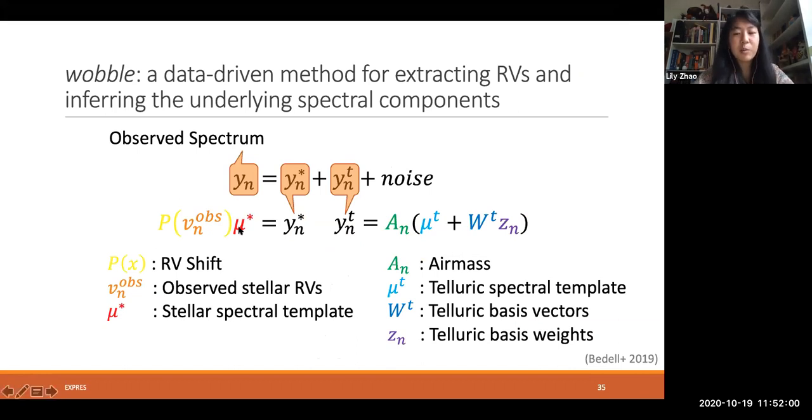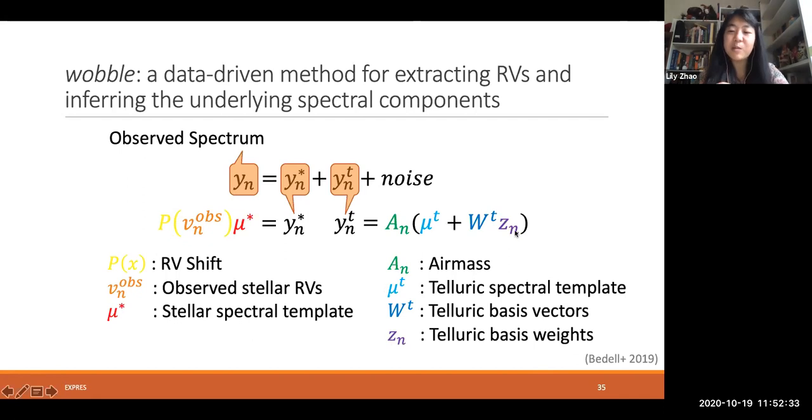The framework of this model is that you have your observed spectrum, y sub n, and your observed spectrum is made out of a stellar component and a telluric component, plus some noise from your instrument. The stellar component is just one stellar spectrum, what the star is telling you, shifted by some RV shifts, indicated here by the p of v sub n obs. The telluric component, on the other hand, is a separate telluric spectral template, so what the atmosphere looks like from your telescope.